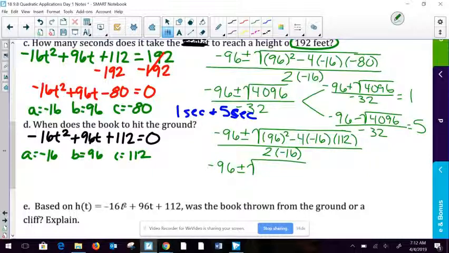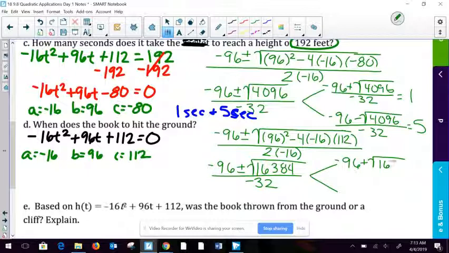Did you get 16,384? Good, that's what you should have gotten, over negative 32. And again, like I said, the nice thing here is we do not need to break down these radicals. All we want are our full answers, our decimal answers or whole number answers. So we're going to break it into our two equations, negative 96 plus the square root of 16,384 over negative 32, and the minus, negative 96 minus the square root of 16,384 all over negative 32.